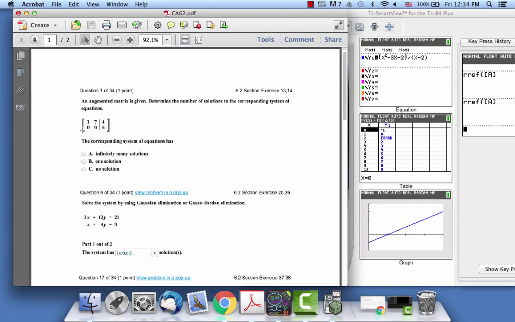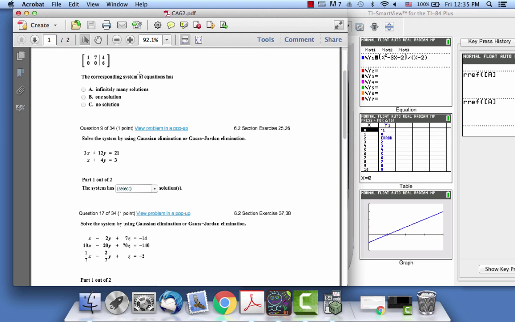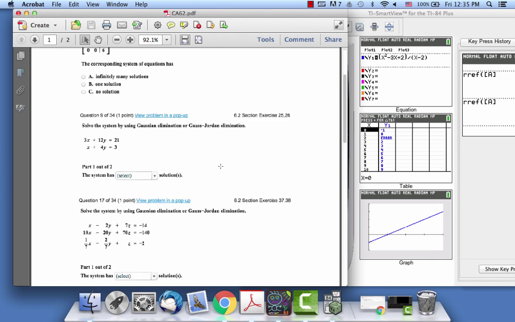Okay, so in this case, we have 0, 0, 6. There are no situations with 0, 0, 6. So infinitely many solutions would have been 0, 0, 0, and the one solution is when you had, say, 0, 1, 6, where you don't have zeros on the left-hand side.